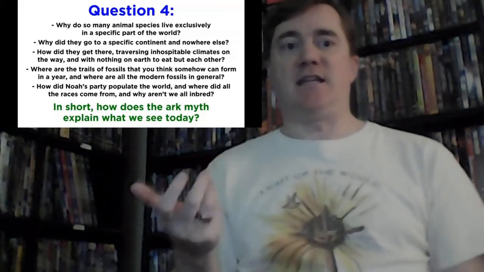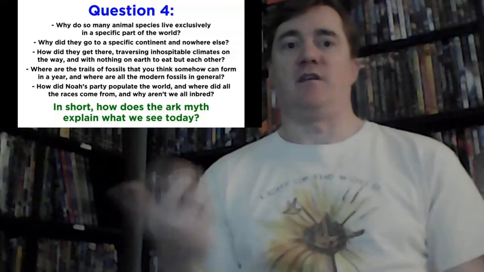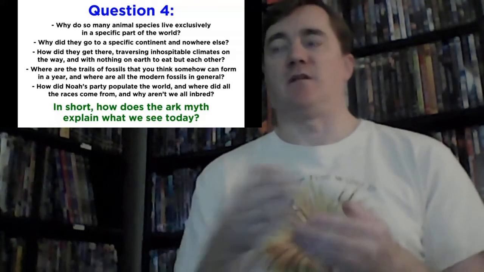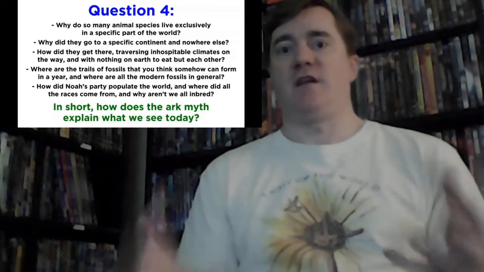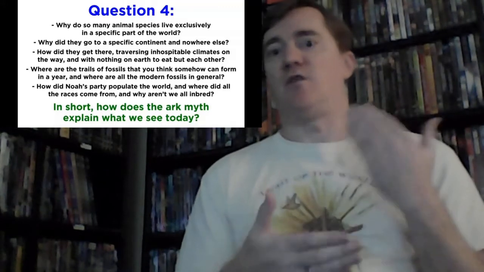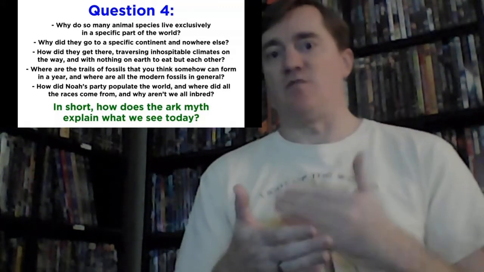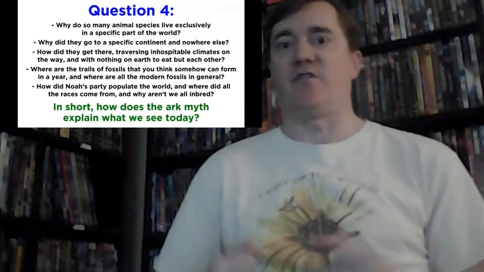It says, how did they get there, traversing inhospitable climates on the way, and with nothing on earth to eat but each other? Well, that's very simple, because as the waters receded, green seeds would have started sprouting. Okay, because it didn't say that Noah took seeds. I mean, he did take some seeds with him on the ark, but it didn't say that he went around the entire world and grabbed every single seed that was there.